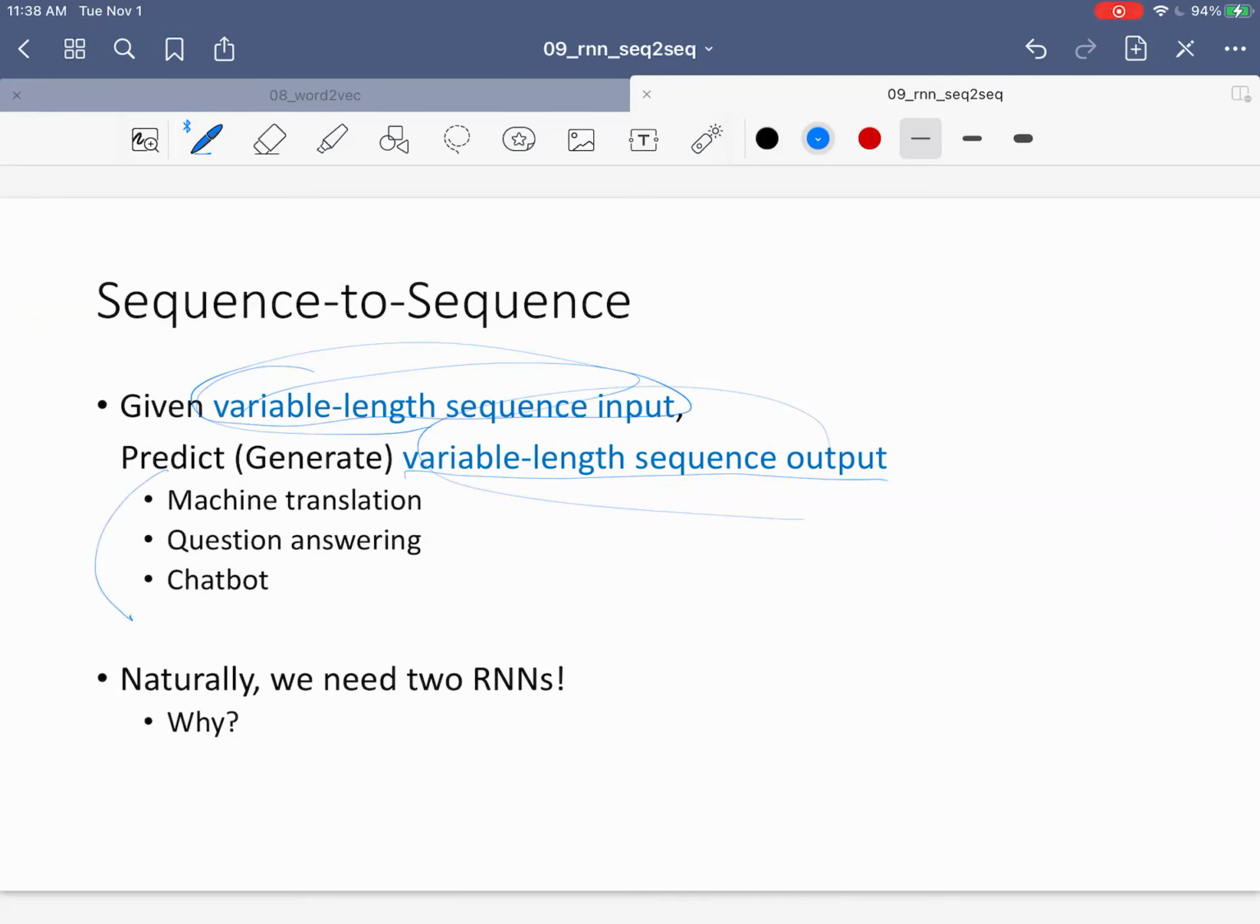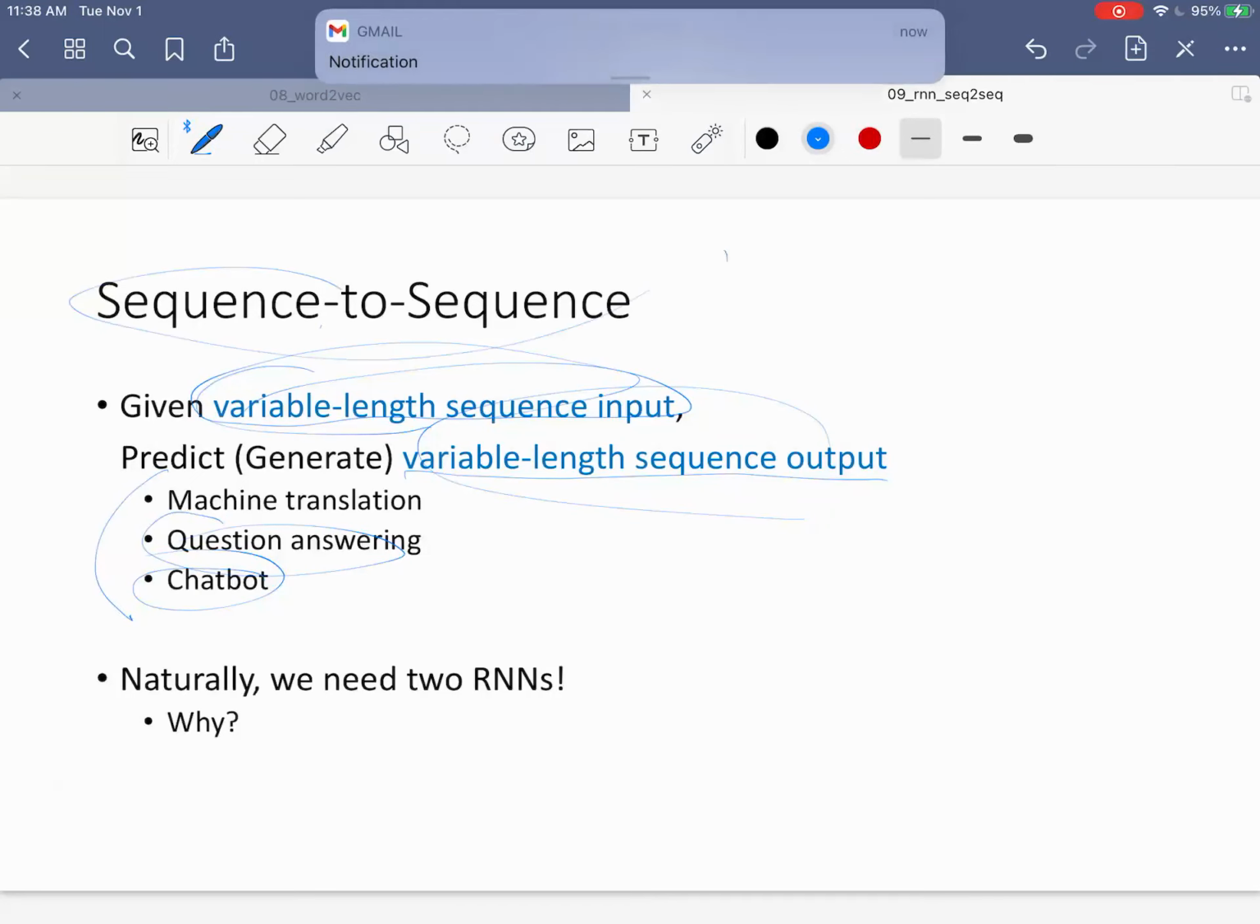When you translate from English to French, there's no guarantee that your input English sentence length and your output French sentence length are the same. That is why you need to employ the sequence to sequence architecture. Same deal with question answering, chatbots, and so on. There are a lot of different applications where sequence to sequence, or in short seq to seq, is used.